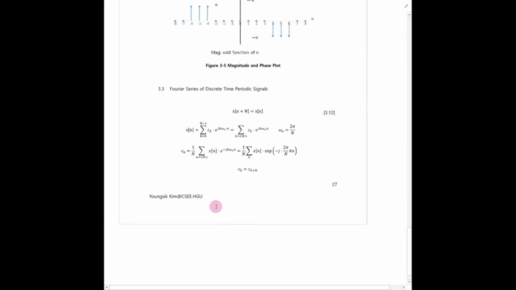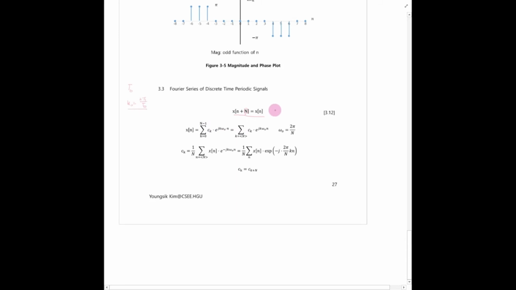The last topic is the discrete-time periodic signal. The period of a discrete signal is defined this way. In this case, N is the period. Let's compare to the continuous domain. In the continuous domain, T0 was the period, and omega 0 was 2 pi over T0. This was the fundamental frequency, or first harmonic component.